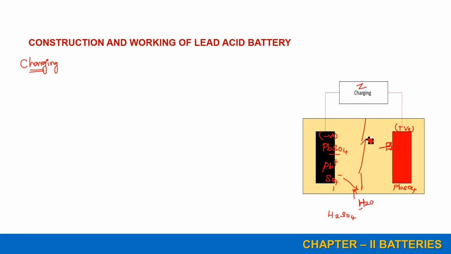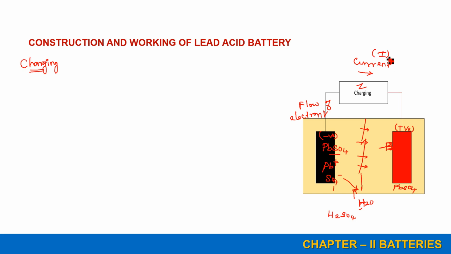In both of these conditions, this separator allows only a partial amount of ions, so that the electricity will be passed in the external circuit. Here the flow of electrons will be like this, that is, electrons flow from the positive terminal to the negative terminal. So this is the flow of electrons, and then your current will move from the negative terminal to the positive terminal. So this is the current direction. So this is the charging condition.